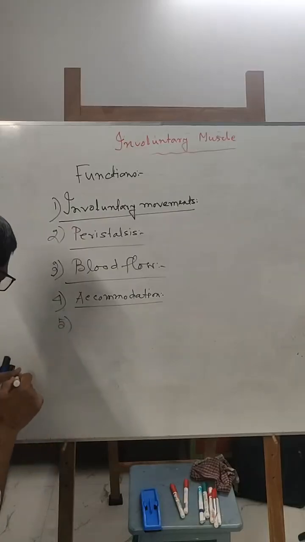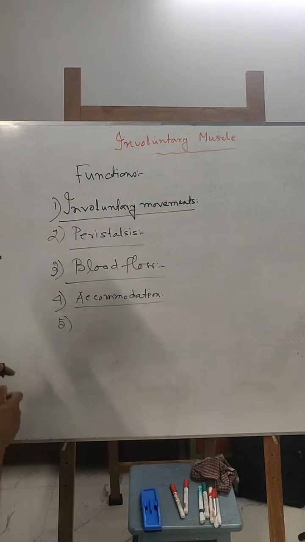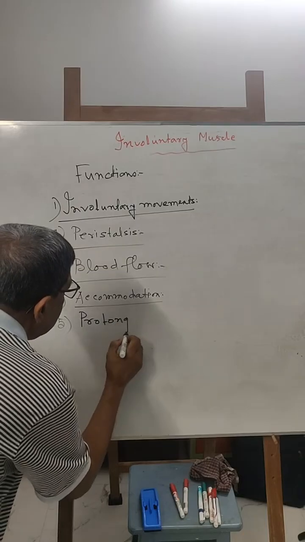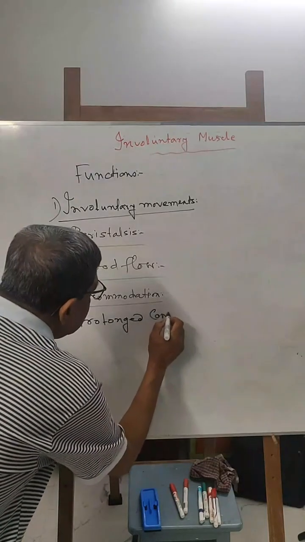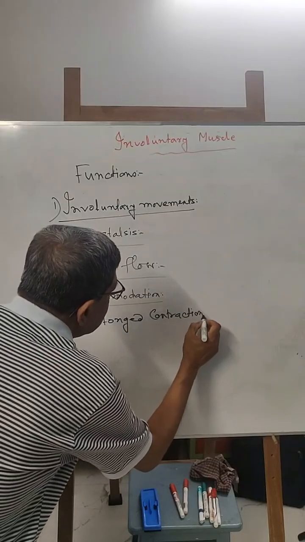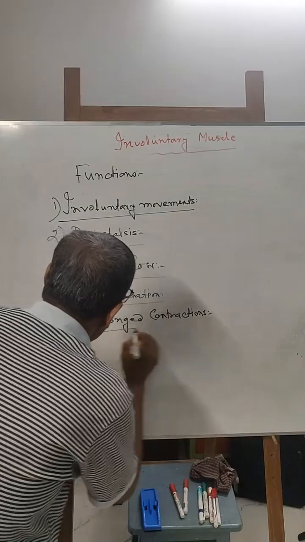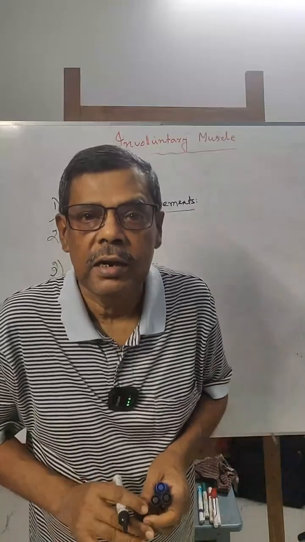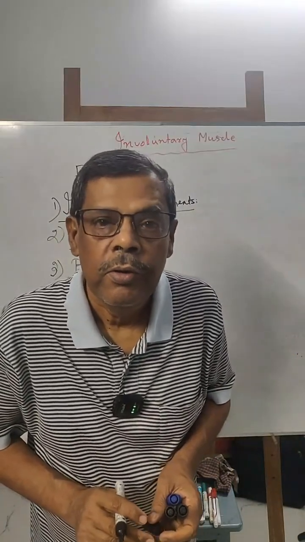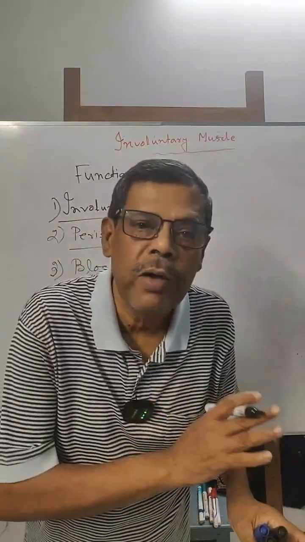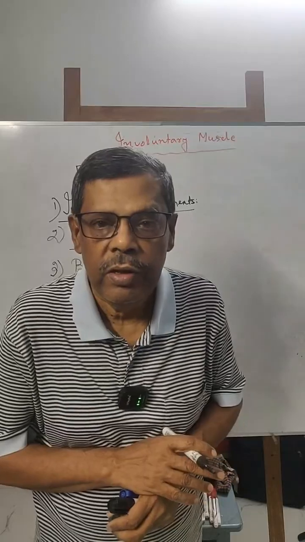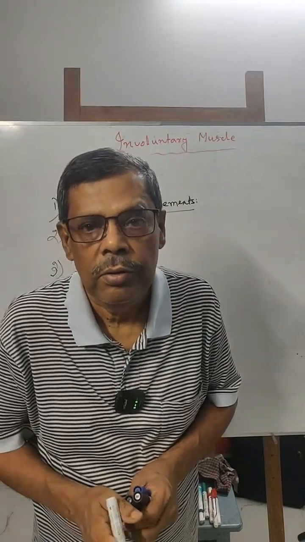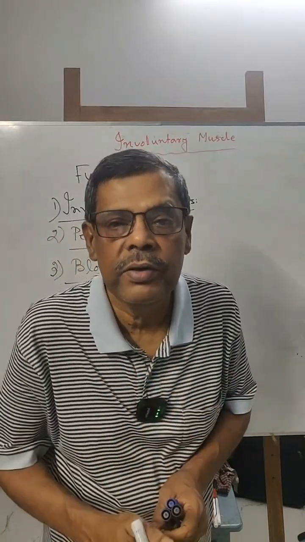Number 5, prolonged contractions. This muscle shows slow but prolonged contraction, so fatigue does not happen in this muscle. Fatigue is absent in this muscle.